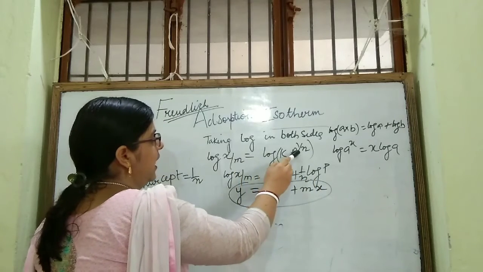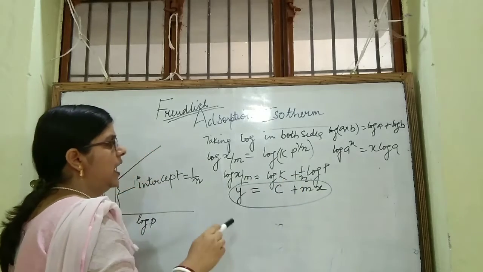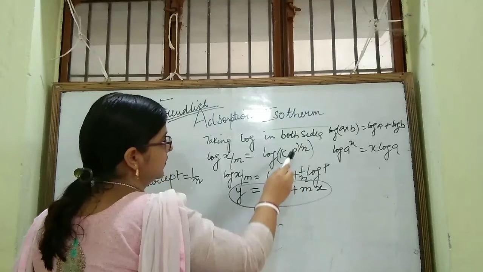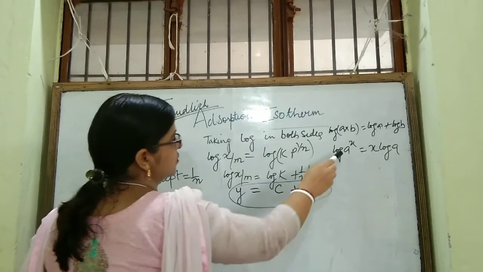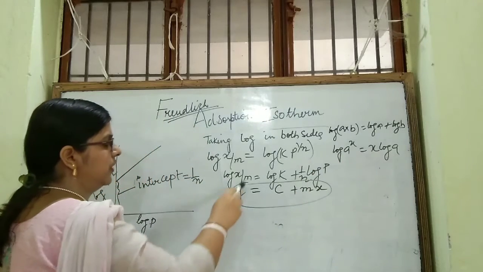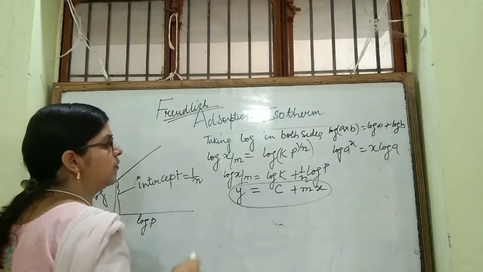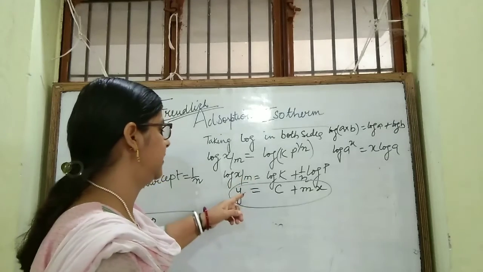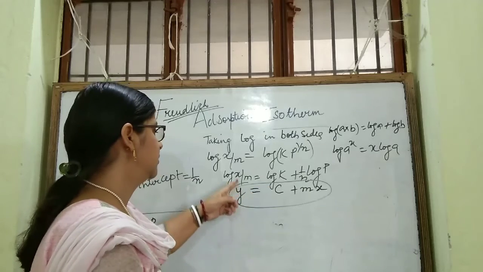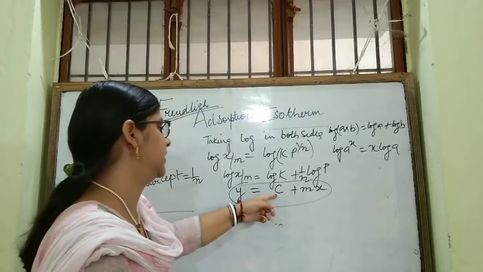Log A into B is equal to log A plus log B. Here we are writing, and now this 1 by n will come to this side, because log a to the power x is equal to x log a. So we are getting this. Now you see, this is an equation of a straight line. Here y is equal to mx plus c. So this is y and this is m, this is x and this is c.